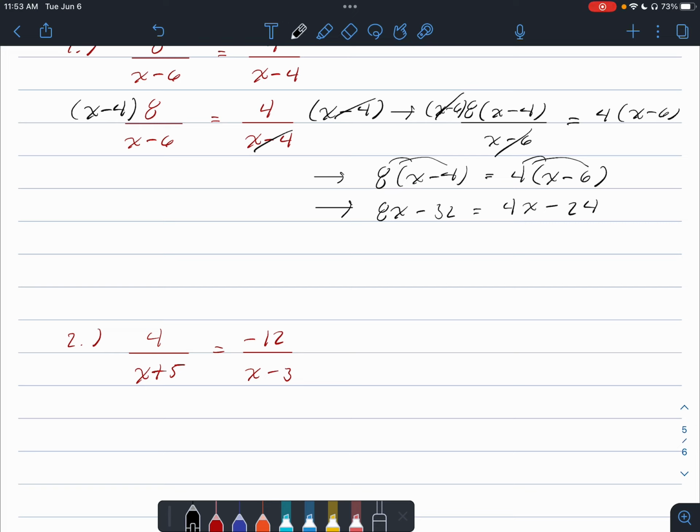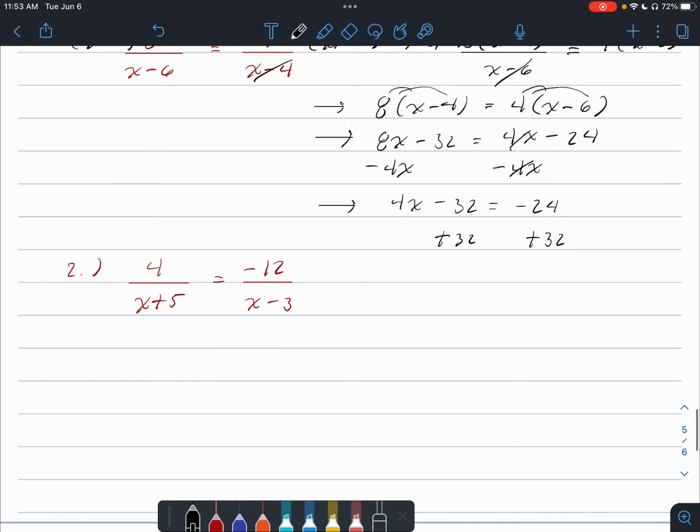All right, so now we can try and get all of the x's on one side and all of the constants on the other. So let's go ahead and take 4x away from the right-hand side. Okay, this 4x will cancel. And now we're left with 4x minus 32 is equal to negative 24. All right, so the next thing we can do is add 32 to both sides.